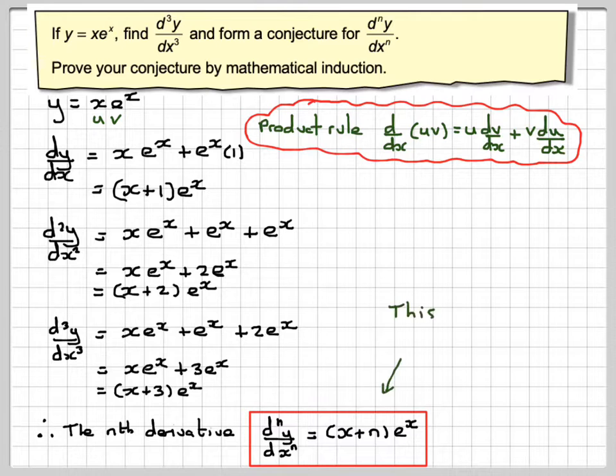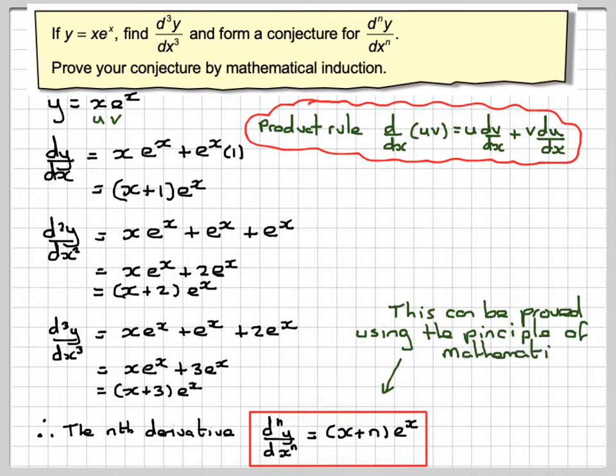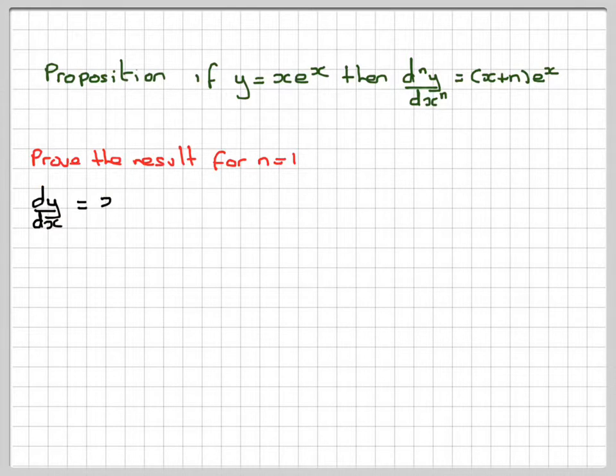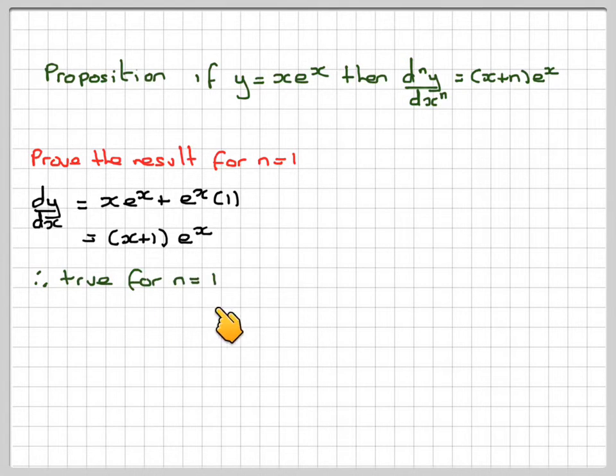Now we're going to prove this using the principle of mathematical induction. So the proposition is that if y is equal to x e to the x, then the nth derivative is x plus n e to the x. First I'm going to prove the result for n equal to 1. So dy/dx is equal to x e to the x plus e to the x times 1, which is x plus 1 e to the x. Therefore, it's true for the first time that we differentiate it.